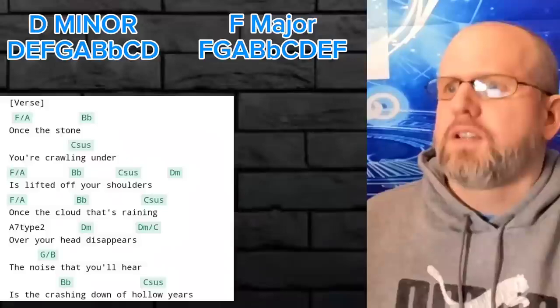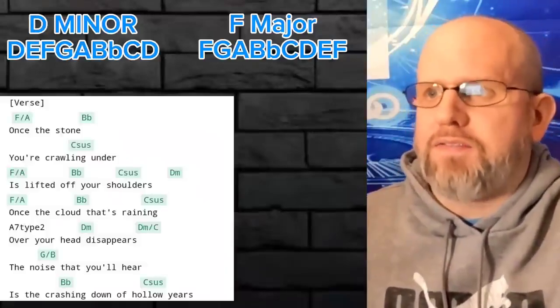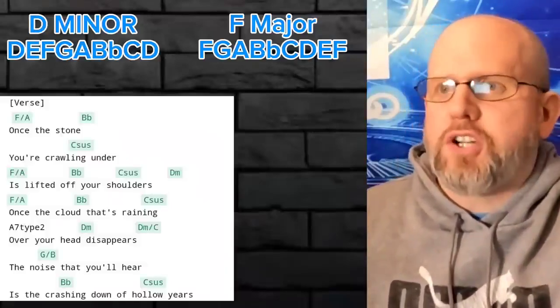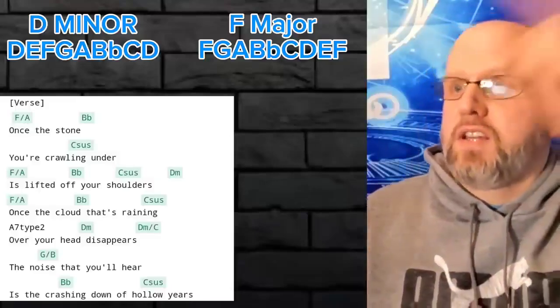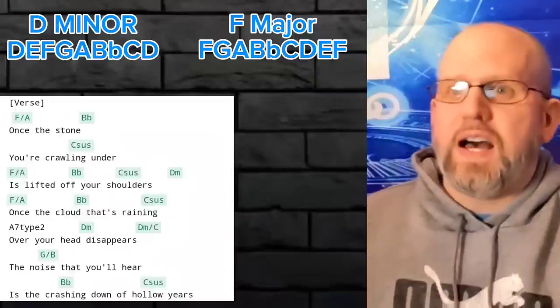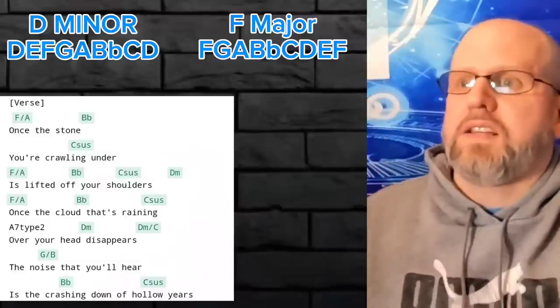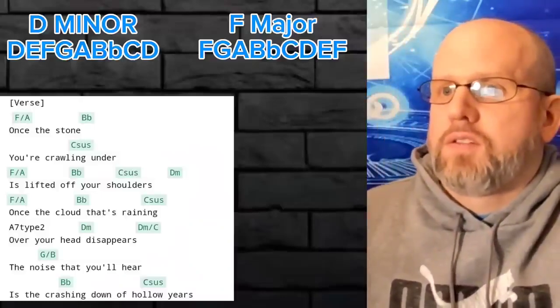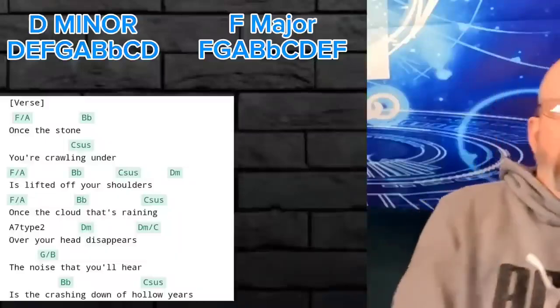B flat, C. So it's essentially like a 1 4 5 in F major. Here's the C. Now they're going to throw in the D minor 7 as the 6. F is the 1, B flat is the 4, C is the 5, A7 as the 5 and D, and then it goes back to D. So a seamless transition from D minor to F major to D minor.